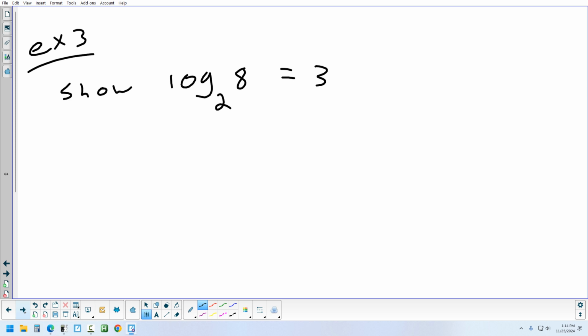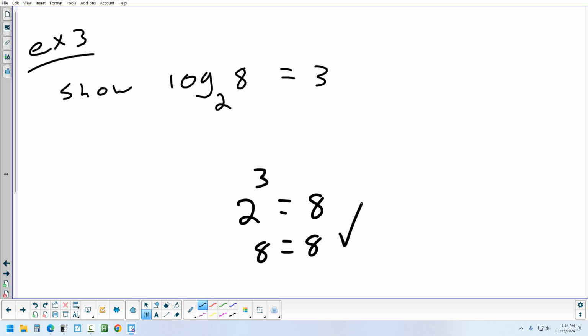Okay, so let's change it to exponential. Would it be 2 to the third? 2 is my base. Logarithm always equals the exponent. It equals 8. And what ends up by itself is the argument. And what's 2 to the third? 8. 8 equals 8. So we showed that that is true. The way you show it's true is you get the same thing on the left and on the right.